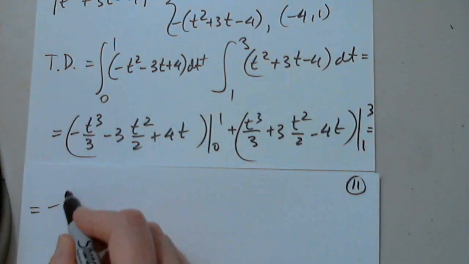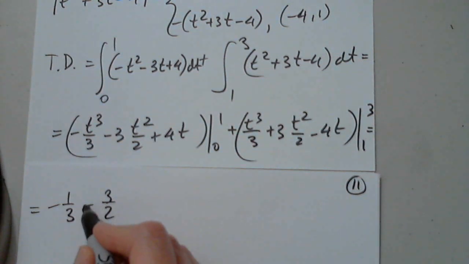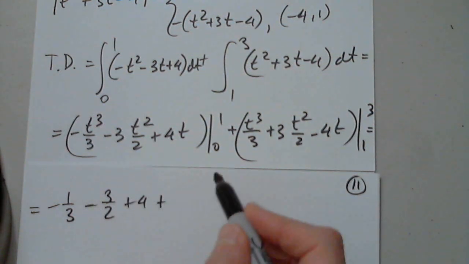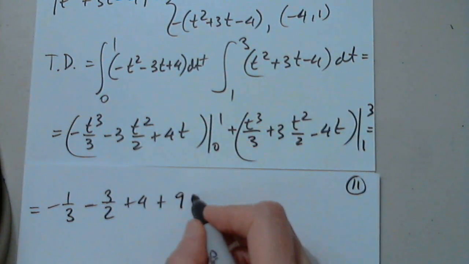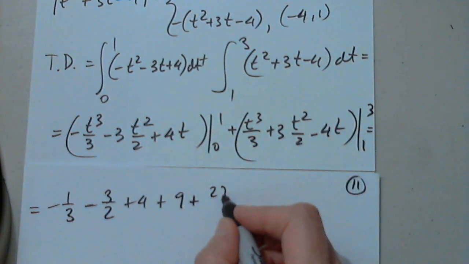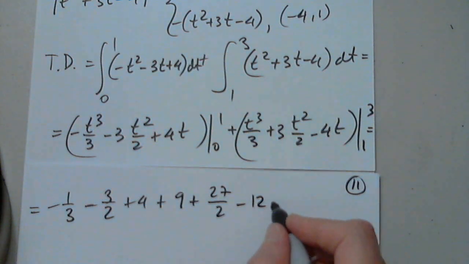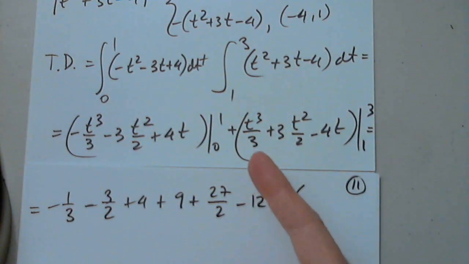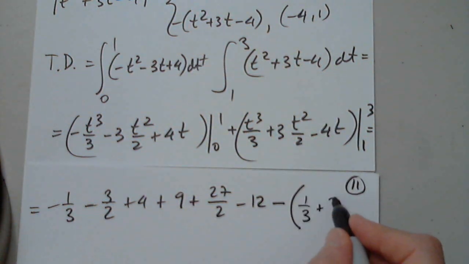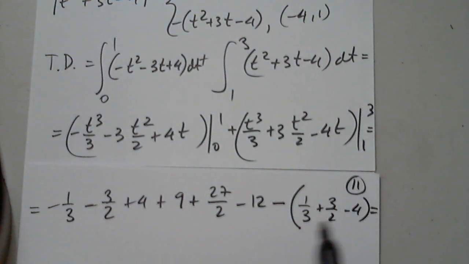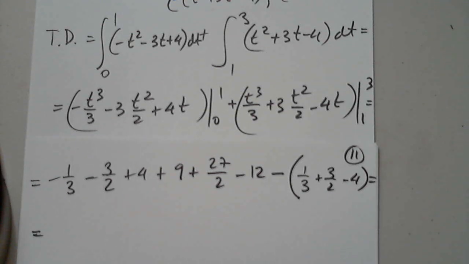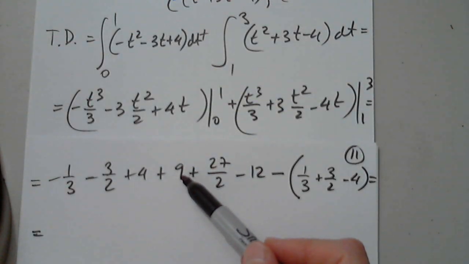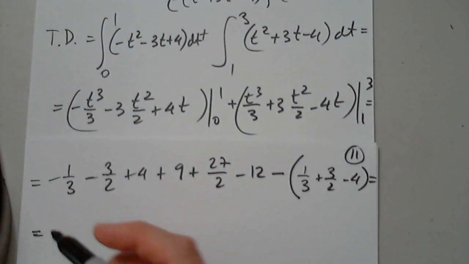When I plug in 1, negative 1/3 minus 3/2 plus 4. That's it, not the 0. Now when I plug in 3, 27 over 3, again 9. Again, I have 27 over 2 minus 12. But minus, be very careful when you plug in 1: 1/3 plus 3/2 and minus 4. Yeah, this is cumbersome, but we have to do it. So this is 13. 13 minus 12 is 1.